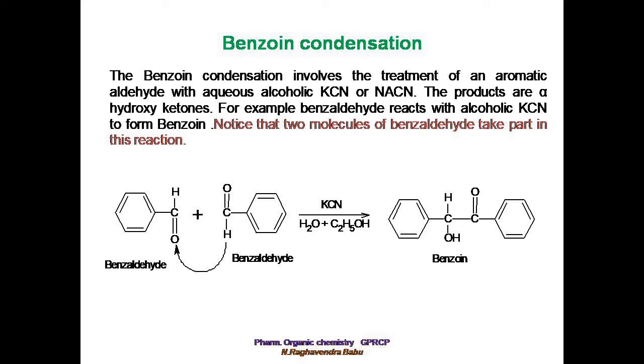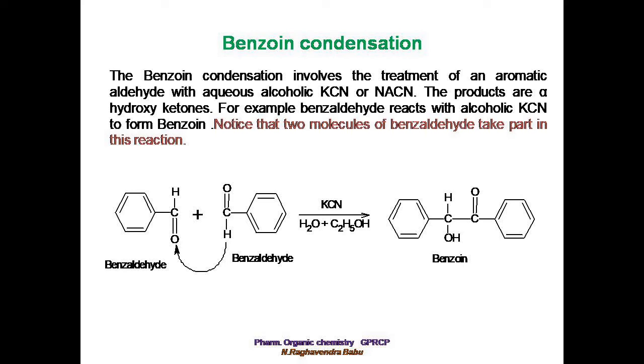Benzoin condensation basically involves treating aromatic aldehydes. Remember the point: only aromatic aldehydes are going to give the reaction here, with the base, that is potassium cyanide or sodium cyanide. The products obtained from benzoin condensation are alpha hydroxy ketones.